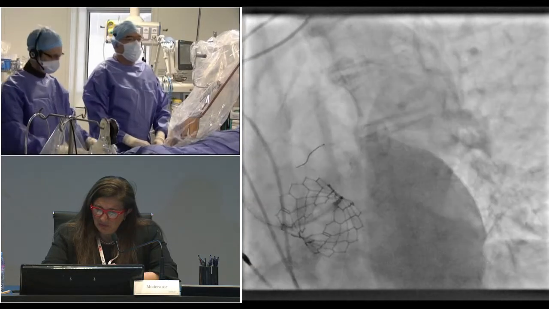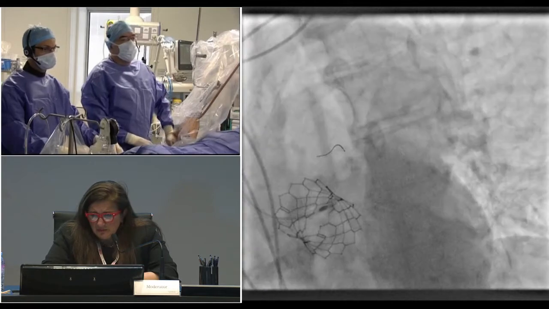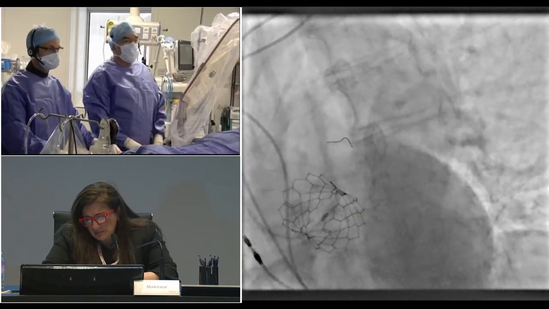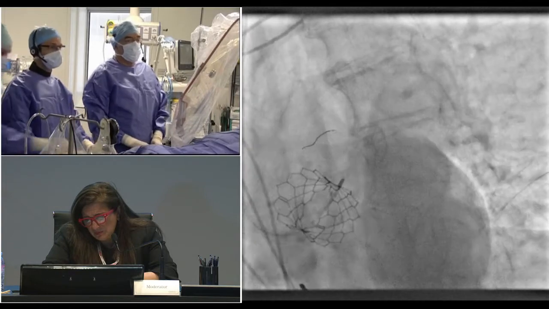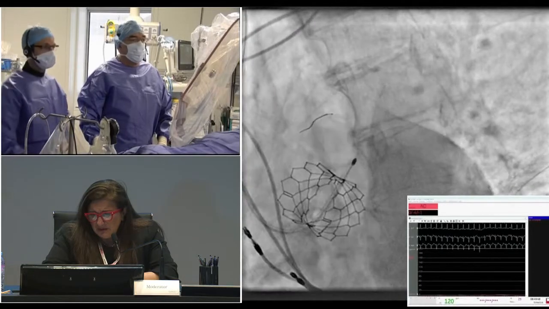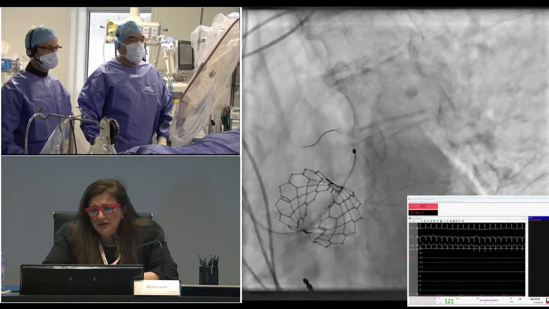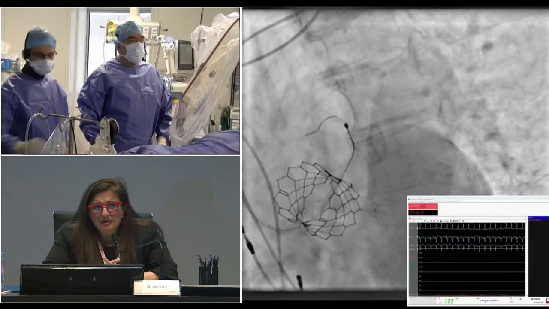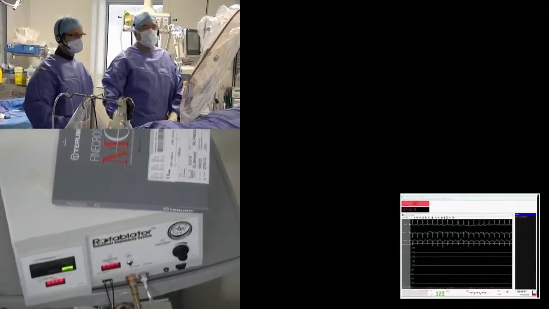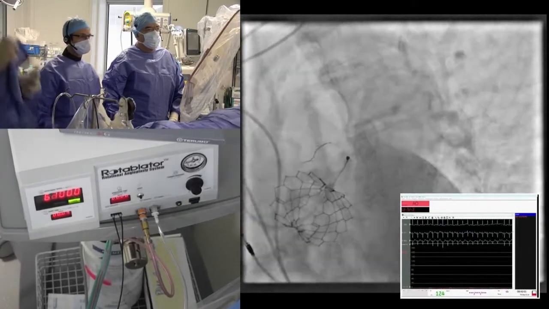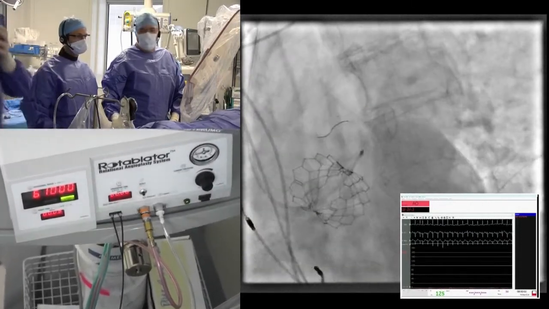Okay, we can start from the left main, I think. Okay, we go. What's interesting is to see how easy you're able to access the coronary arteries through this Sapien valve. I mean, I think it would have been maybe a little different with a CoreValve, no?